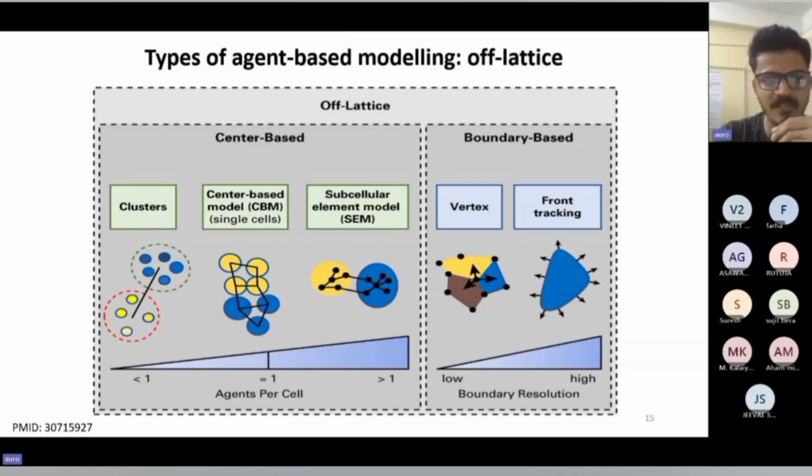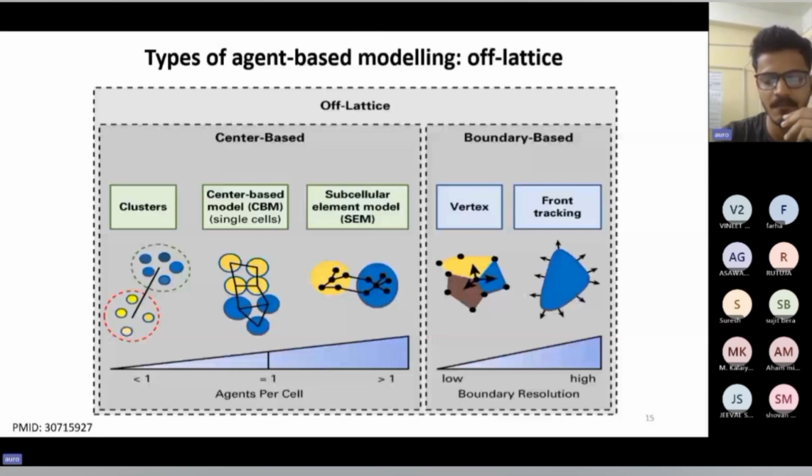In center-based models, similarly to lattice-based ones, one agent can represent one cell, and for multiple cells, sometimes if we require, we can represent them by one agent also. So these are different grades of models you can use according to your need. We'll see just one example, that is the cellular Potts model.